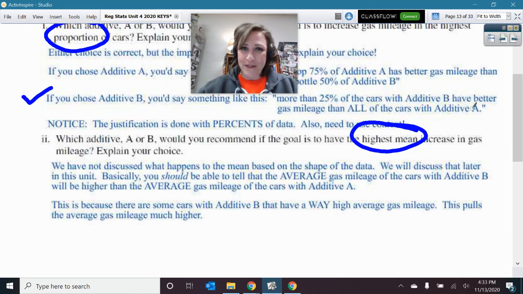All right, so that is all of your assignment on outliers and the box plot applications.